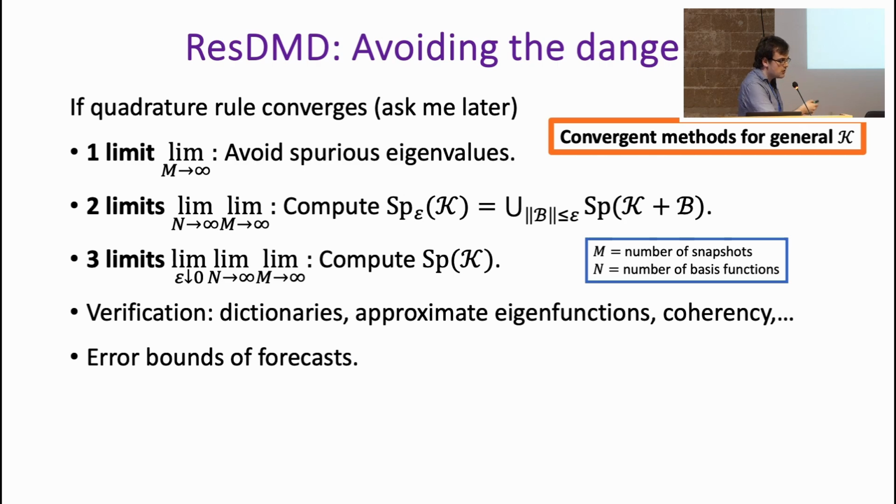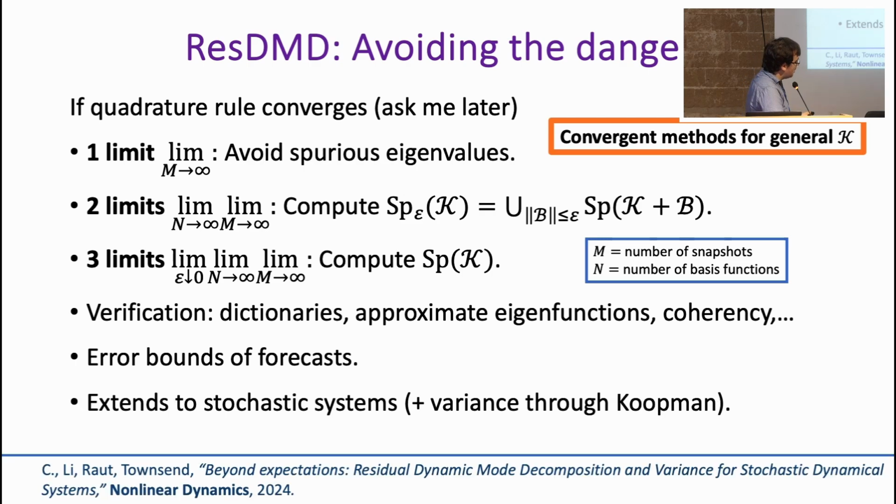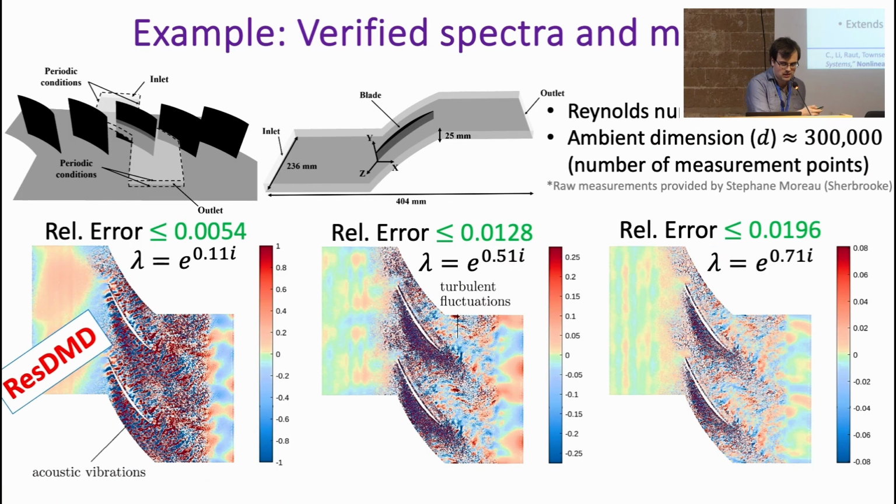You can also do a bunch of other things like verify dictionaries, approximate eigenfunctions, coherency, and error bounds of forecasts. And you can even extend it to stochastic systems as well, where there's an interesting interpretation of residuals in terms of variances. And there's actually a residual variance decomposition. Okay, so very quickly, here are some examples of this in action.